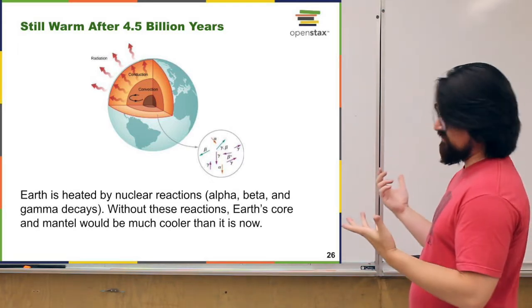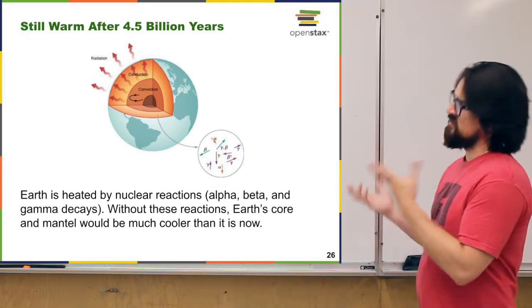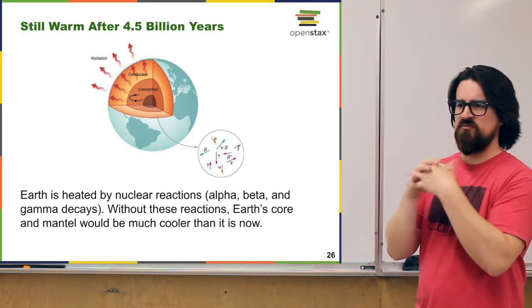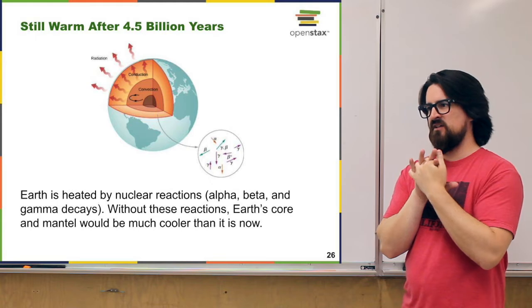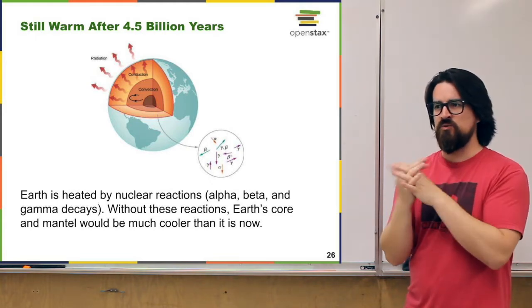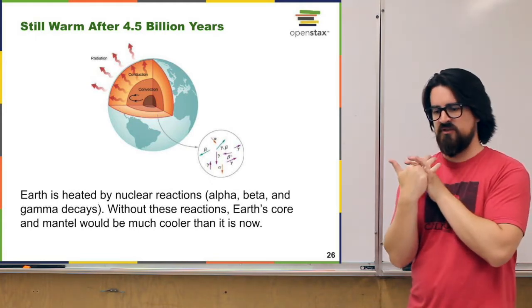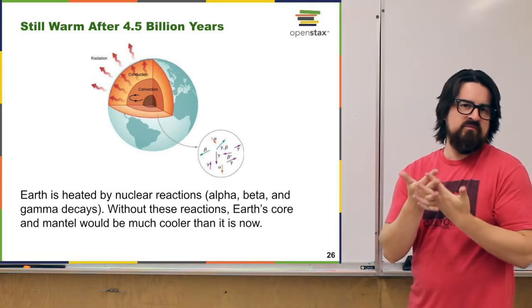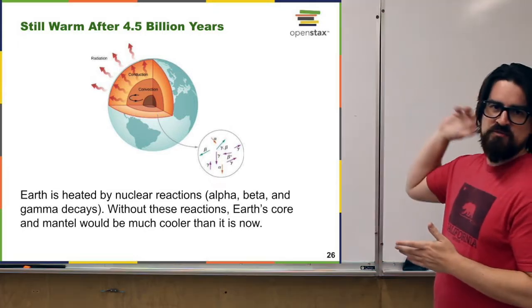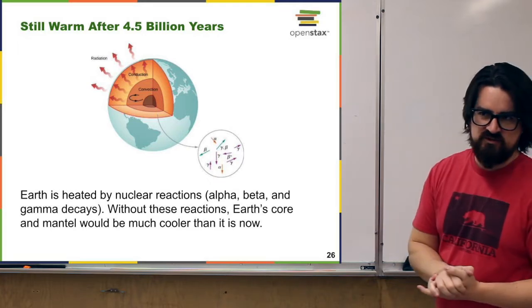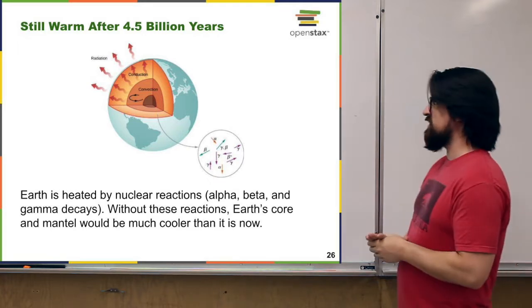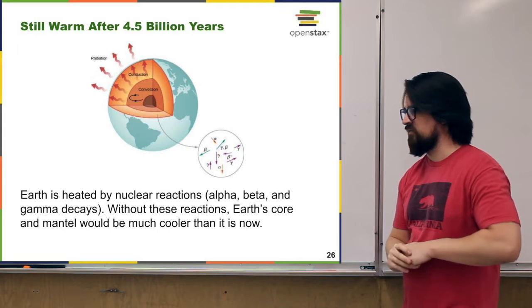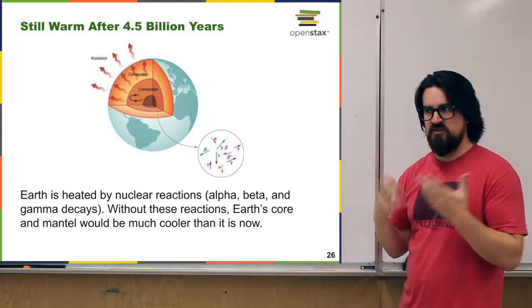If we didn't have those things happening, you could estimate roughly what the temperature of the Earth was when it first formed, and say about how long it would take for it to cool down to its present temperature. Supposedly, without radioactive decays, that would have been about 1 billion years. But the Earth's been around for about 4.5 billion years. Right? So radioactive decays within the Earth help us understand why the Earth is still as warm as it is.